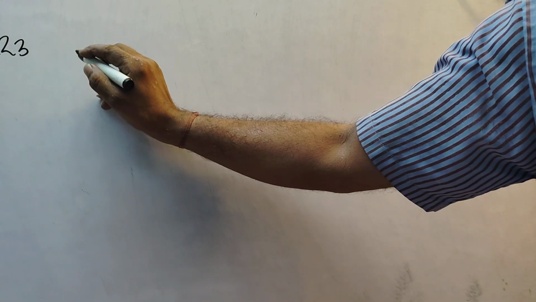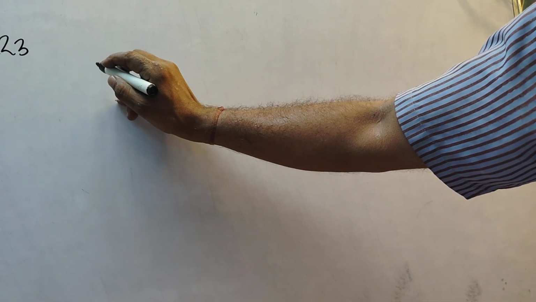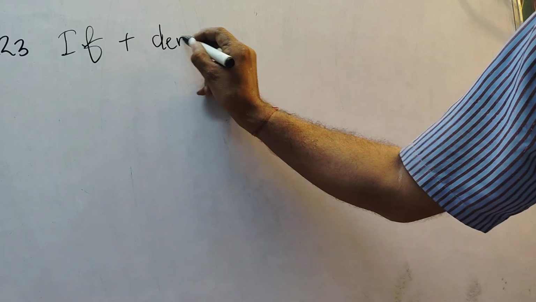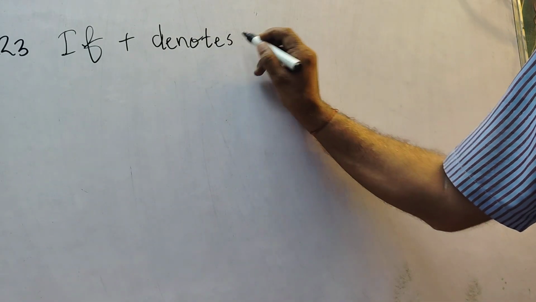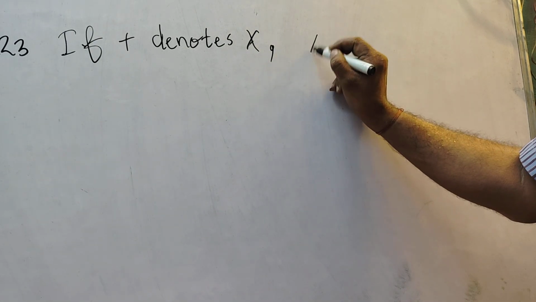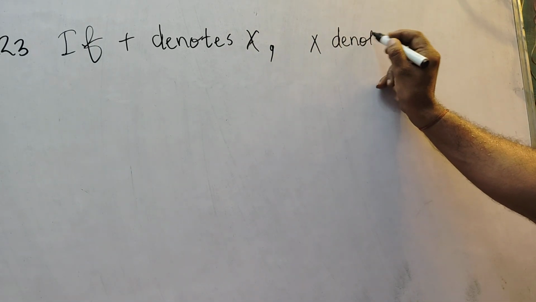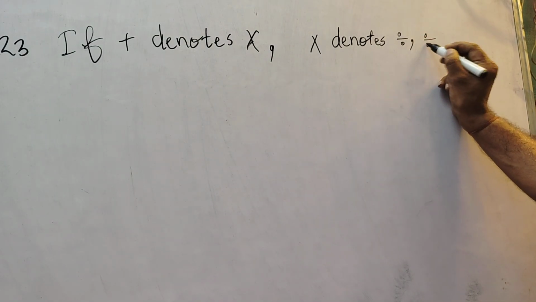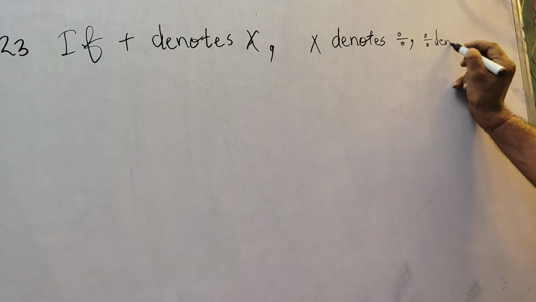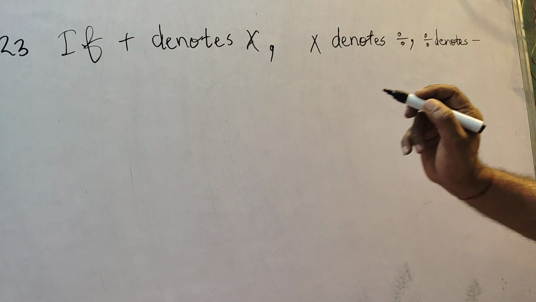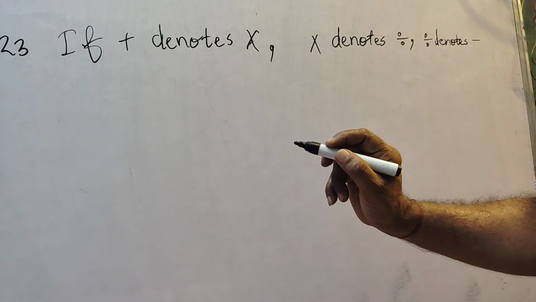Next, 23rd question. If plus sign denotes multiply, multiply denotes divide, divide denotes minus, and minus denotes plus.